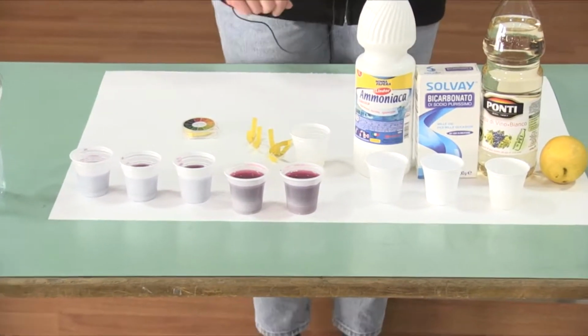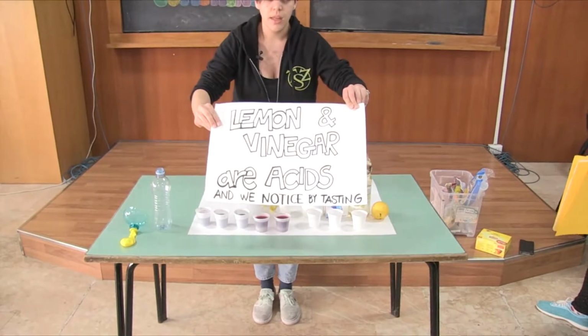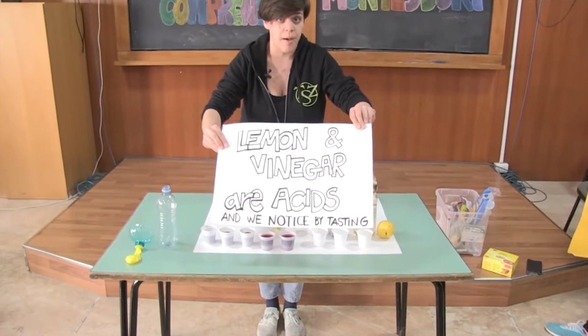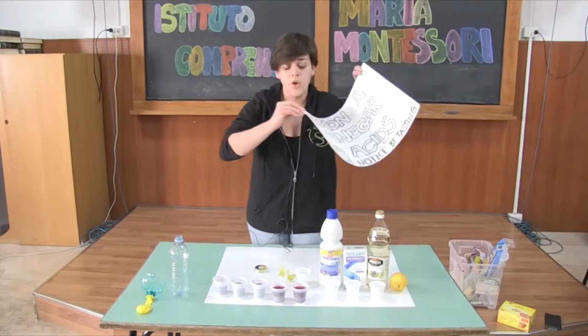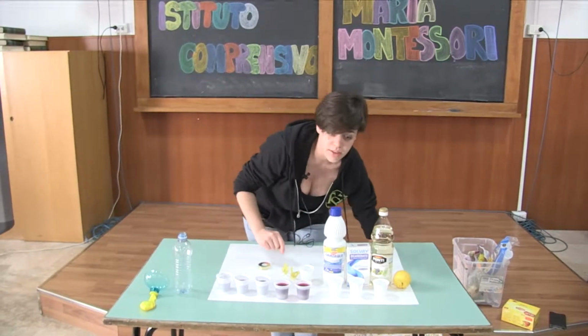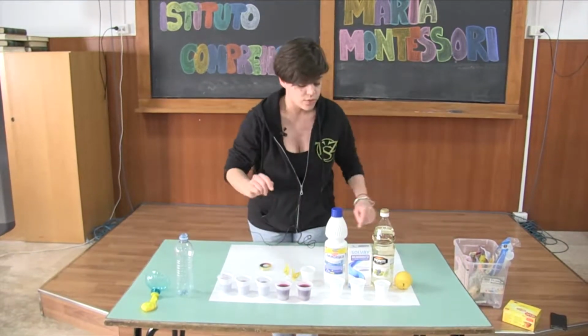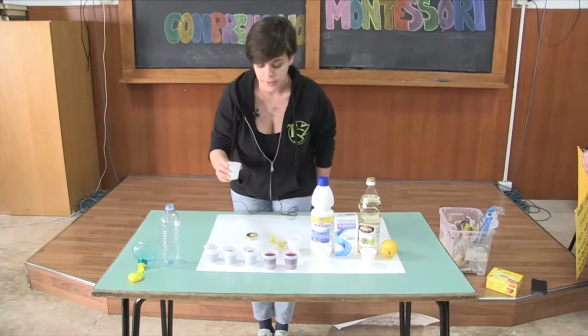So, lemon and vinegar are acids. And we can notice it by tasting them. But it's not that we can taste any substance. So maybe we can use the interaction of substances with a liquid, with our red cabbage juice. So let's try with another substance, like sodium bicarbonate.